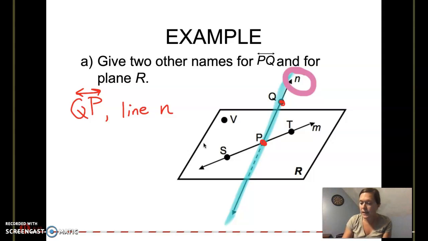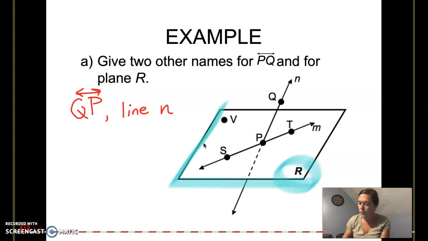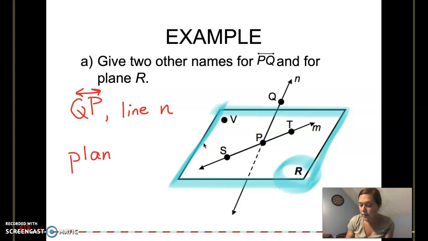Now let's name plane R 2 different ways. So notice down here is where we have our R. So this whole entire plane is plane R. So to name a plane, they already used the easy one of just using the 1 letter. So that means I need 3 points out of that plane. Well, I have S is in that plane, B is in the plane, P is in the plane, and T is in the plane. M is not a point. R is not a point. Doesn't have a dot. So I've got 4 points in the plane. They're highlighted as pink. Any combo of the 3 would be a correct answer.